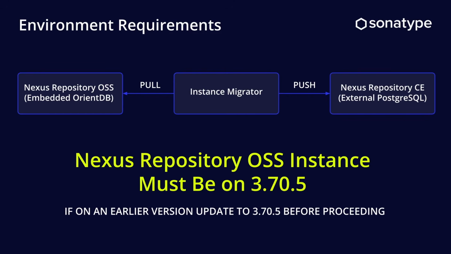You'll also need the Repository Instance Migrator CLI available locally, network access to both instances, and valid credentials for the source and target repositories. Once the source is on the required OSS version, the target instance is ready, and both instances are running and accessible, we can start the migration.